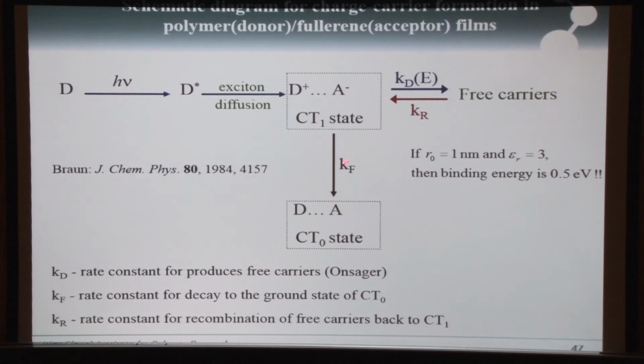And then there are two options. So the charge transfer state can recombine, or it can form and dissociate into free charge carriers. But what of course can also happen is that when you have electron and hole traveling to the electrodes, they meet another electron or hole and they recombine again to make a bound pair. So these are the processes that we modeled.